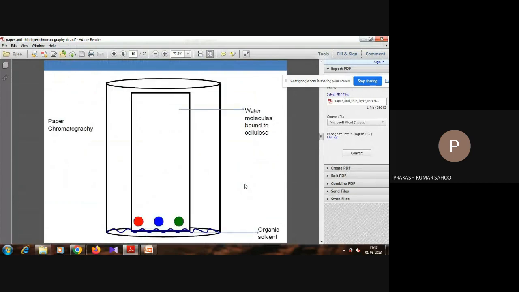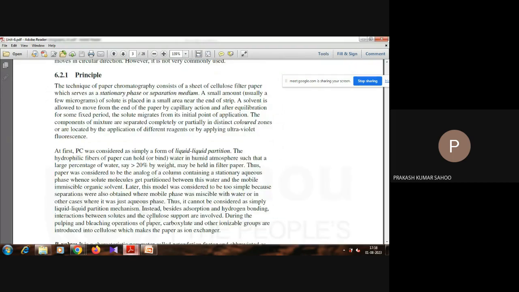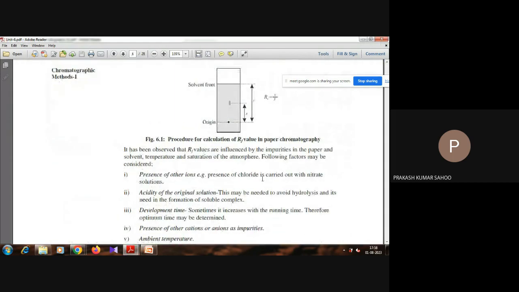Okay, then let's have our PDF here. And these are the principles. Just see this one. This is the cellulose, the stationary phase of the paper chromatography experiment, and the RF will be the distance traveled by this component, that is X, divided by the distance traveled by the solvent, that is Y. So this is X by Y.